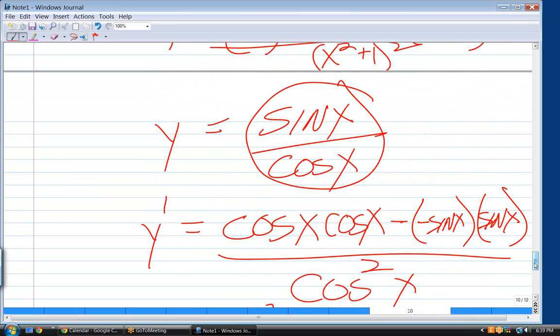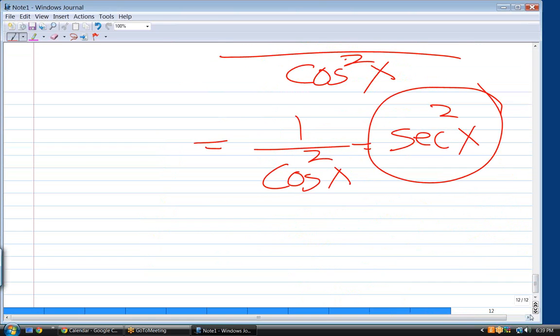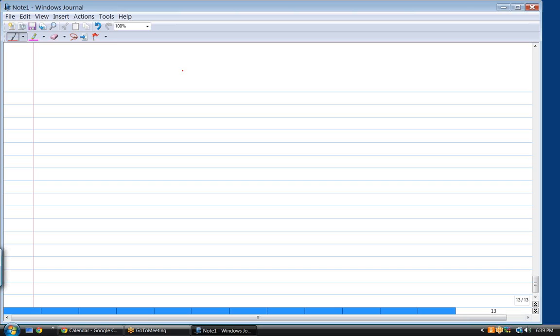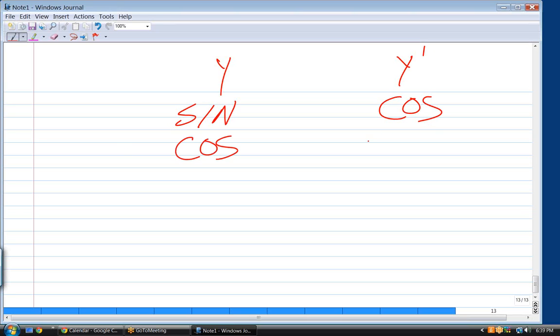At some point, they're going to want you to memorize the derivatives of all 6 trig functions. So let's just go through them. If this is y and this is y prime, okay, sine is cosine. Cosine is minus sine. Tangent is secant squared.